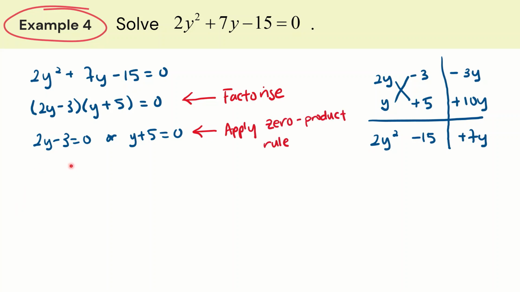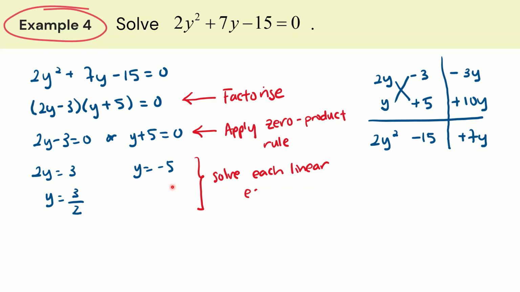Then we focus on solving each of the linear equations. So for the one on the left, we get that 2y = 3, and hence y = 3/2. And then y + 5 = 0 will lead us to y = -5. So that is how we solve a linear equation. Therefore, y = 3/2 or y = -5 would be the two solutions to my quadratic equation here.